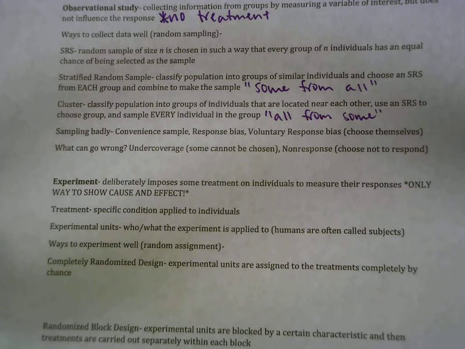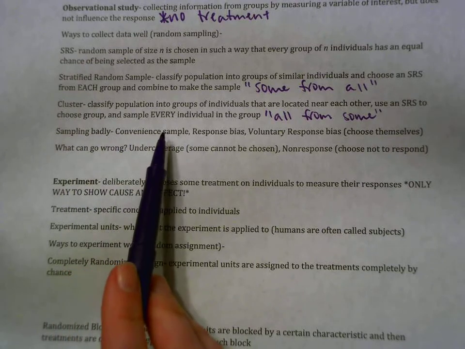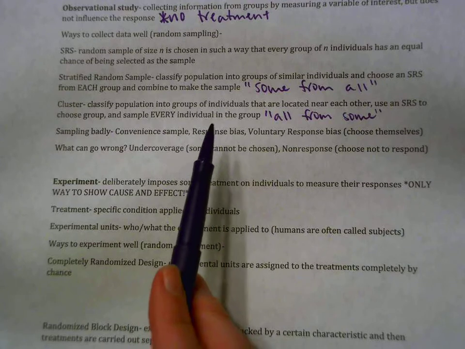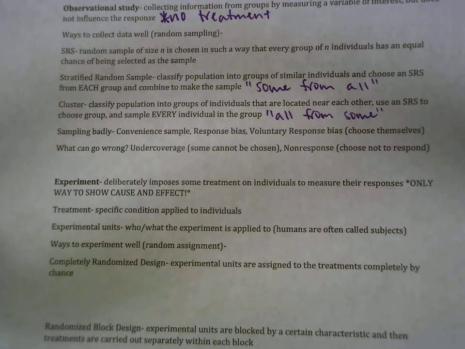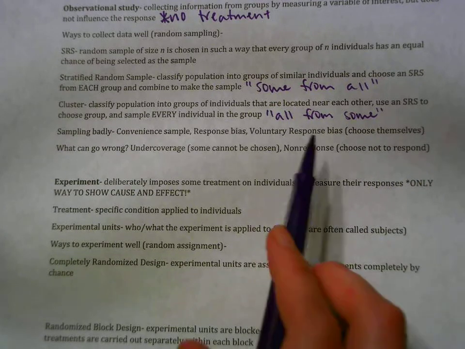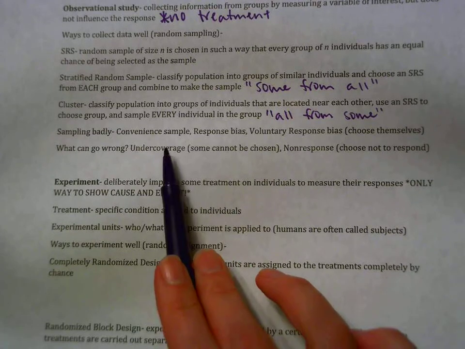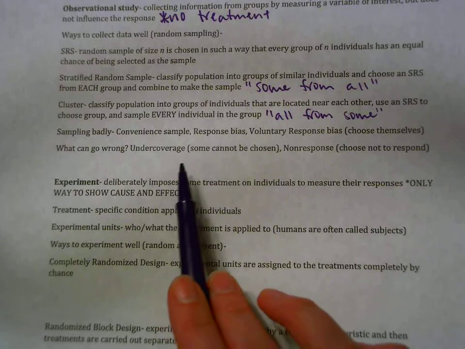Also, the reason you do clusters a lot is based on location. Like if you did it by neighborhoods and you just picked one neighborhood so you don't have to go around everywhere. But that could go into how you could sample badly. If it's a convenience sample, that's probably going to cause some bias. Response bias is if your question is worded a certain way to make them answer on one end of the spectrum, and then voluntary response bias is if they can choose to respond or not, or if they volunteer. What can go wrong is if you have undercoverage or nonresponse, right? If people don't respond, or if some can't be chosen, like if you do it over the phone, people that don't have a phone, and that type of thing.